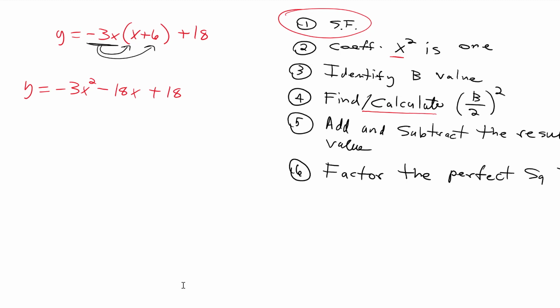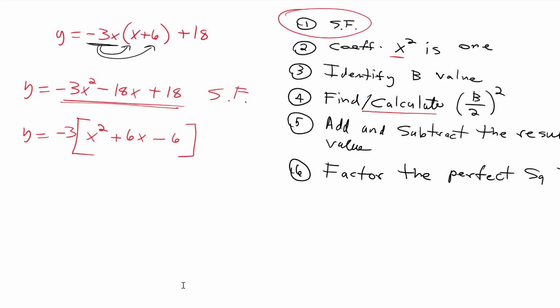All right, now this is in standard form, so we can continue with step number 2. The coefficient of x squared has to be 1, and it's not 1 right now. So we have to factor. It may look like this was factored already, but it was not. We have to factor the whole thing, taking -3 out of every term. So we got y is equal to -3, and we're going to leave the rest in there, and this would be (x squared plus 6x minus 6).